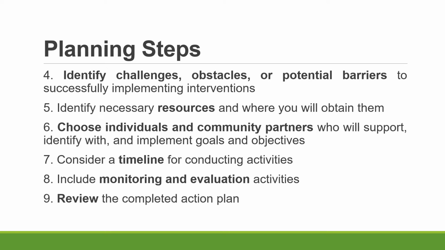Number six, choose individuals and community partners who will support, identify with, and implement the goals and objectives. Number seven, consider the timeline for conducting the activities. Okay, so having a timeline will be used as our basis in the implementation of an action plan. Number eight, include monitoring and evaluation activities in order for us to determine if the program or the activities that we implement would be able to achieve our goals or objectives.